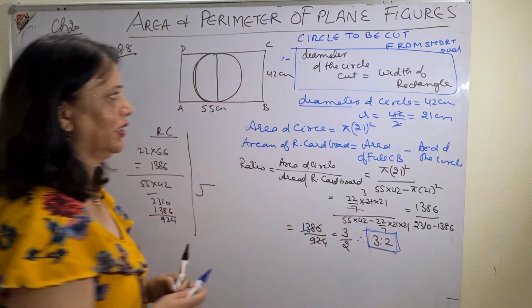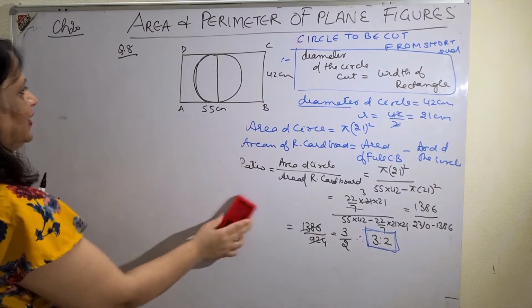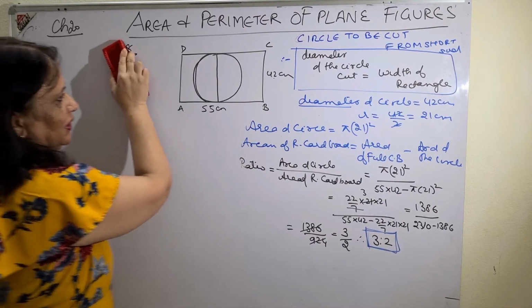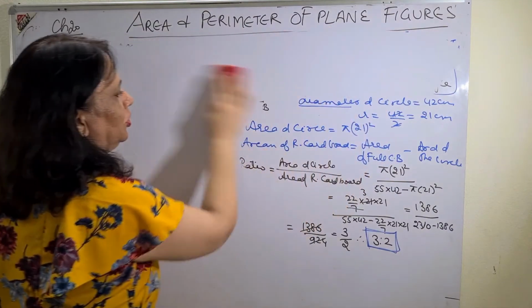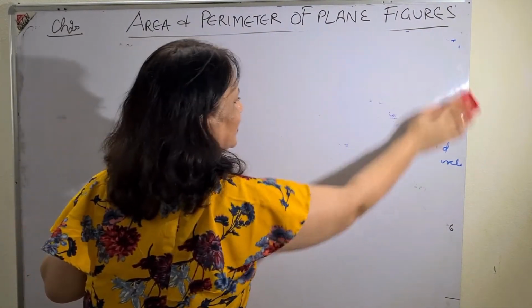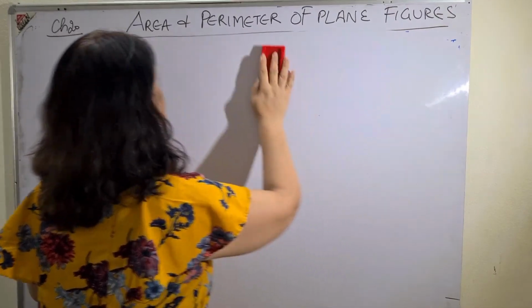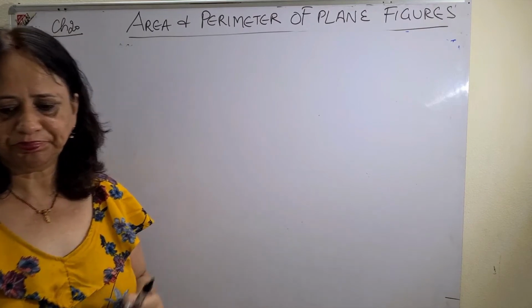So I hope you have understood one of the very, very important sums for the choice section. This type of sum comes in the choice section, not in the compulsory section. But remember children, this type of sum will be very easy, so you will lose your choice if you don't do it. So do the sum very nicely.